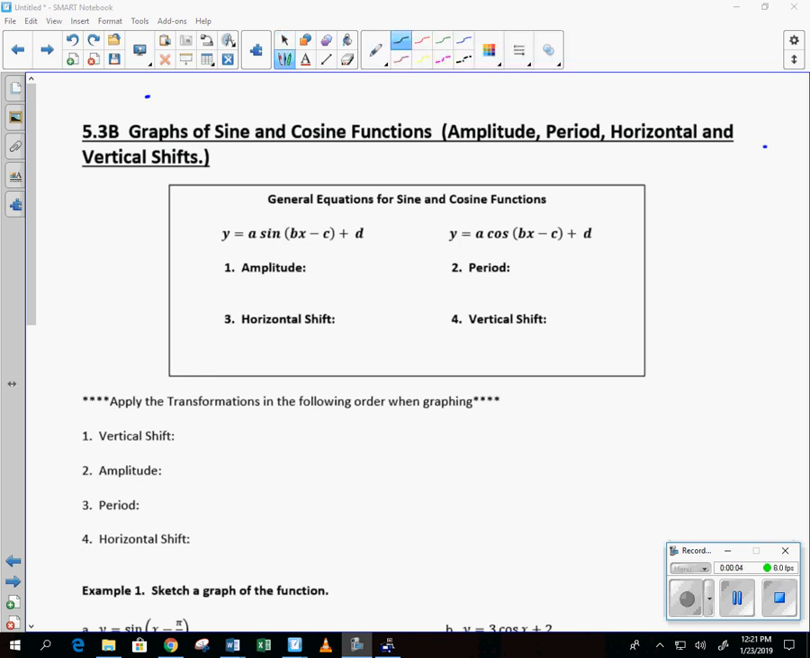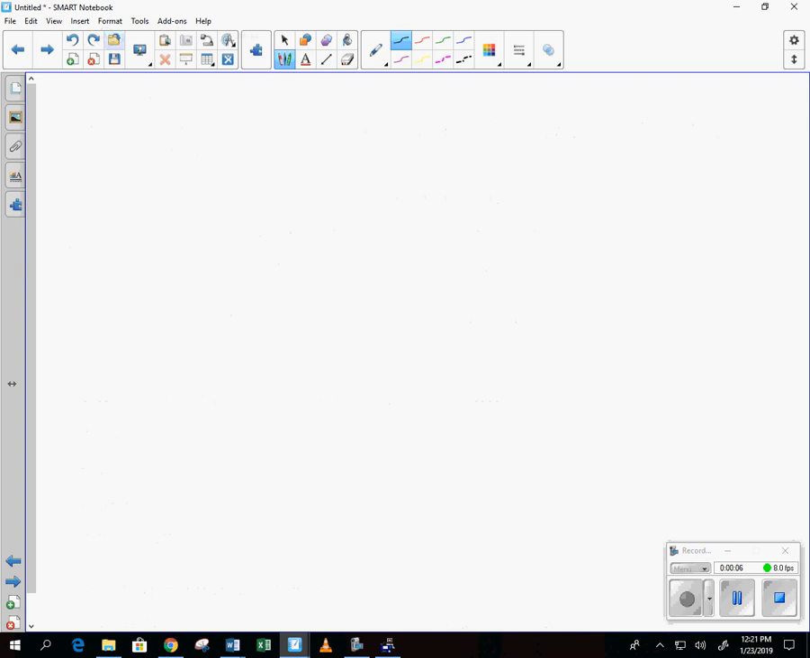I taught you last week Thursday. I know it was a long time ago. We've had some snow days here. But I taught you what y is equal to 3 cosine of 2x looks like. You remember that?